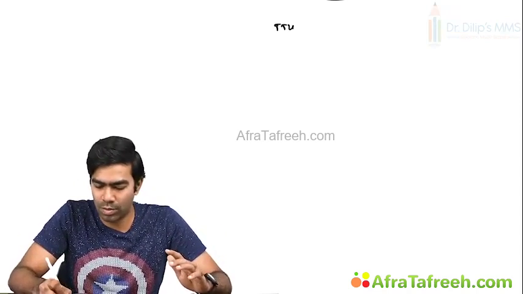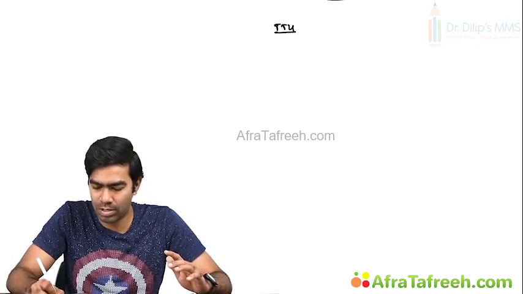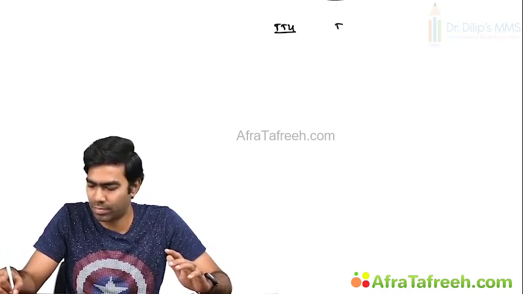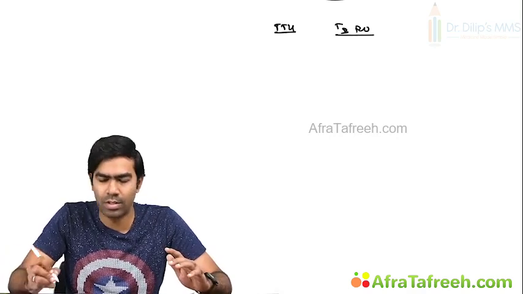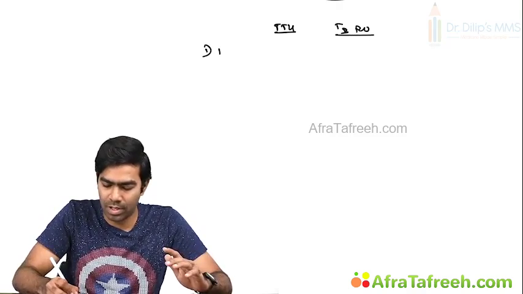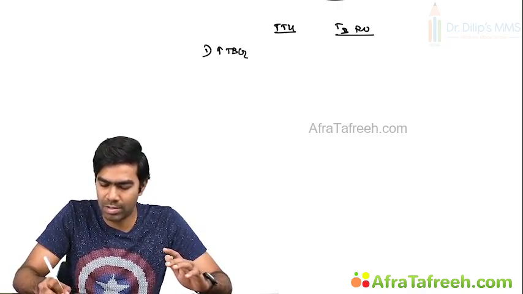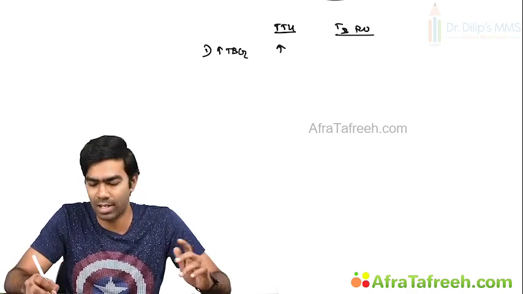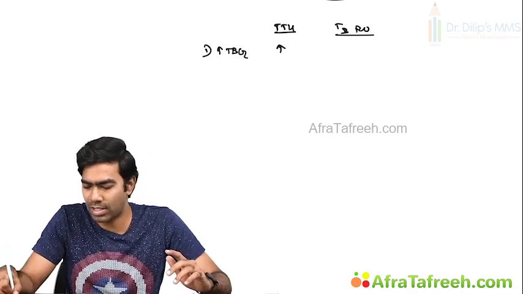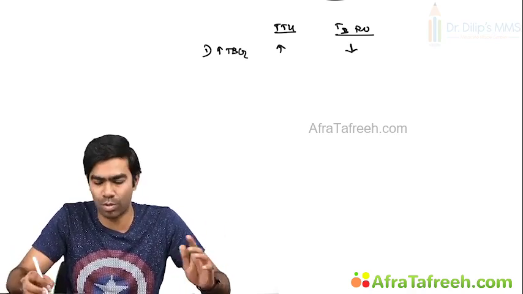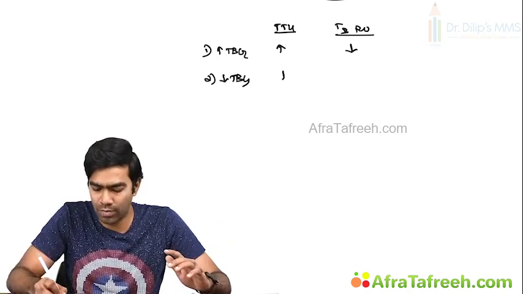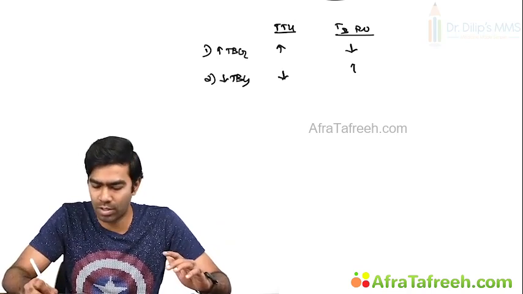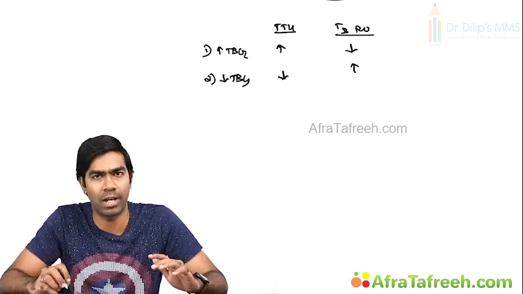Let us put total T4, and let us put the T3 resin uptake, and write T3 RU. So what will happen in high TBG? In high TBG conditions, the total T4 levels will be high, whereas your T3 resin uptake will be reduced. No doubt about that. Similarly, in a condition where you have a low TBG, your total T4 levels will be low, but your T3 resin uptake will be high.